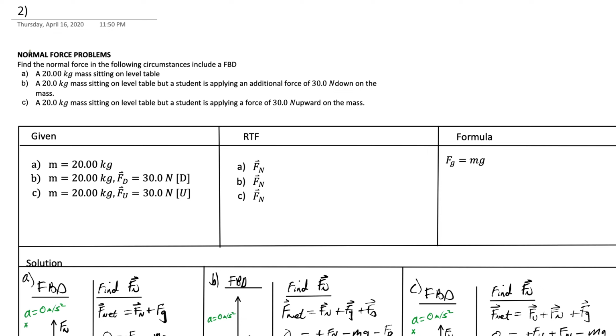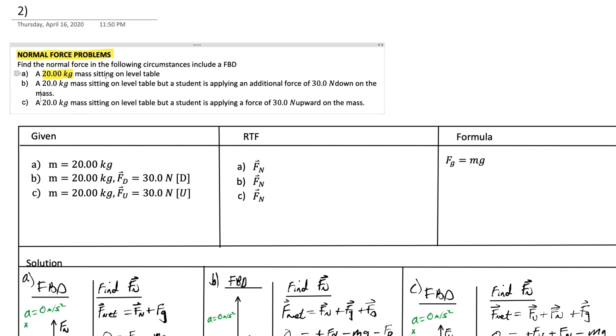Sample problem number 2, we are looking at normal force. In this case, we're going to determine the normal force in the following situations. First, we're going to take a look at what the normal force is going to be when we simply have a 20 kilogram mass sitting on a level table.